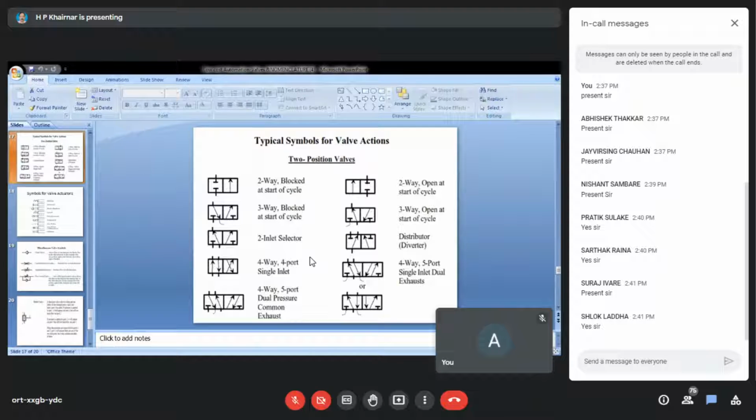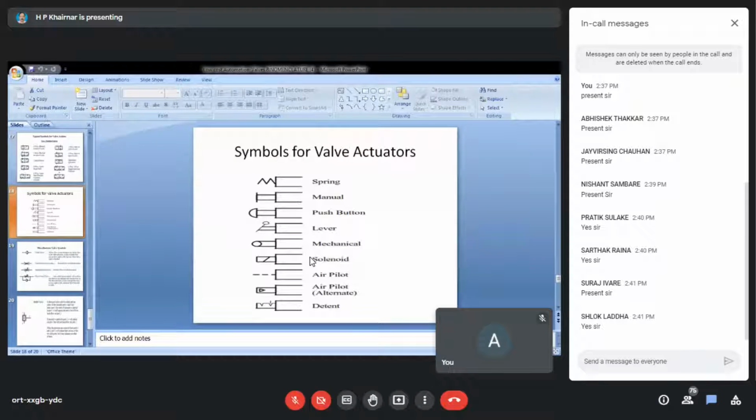It always has only one inlet connection. Then there is the 4-way, 5-port, single inlet, dual exhaust. This is another possible position over here. We can say that at the start of the cycle it is started, and then removal is also there. So these are all very important symbols. Once we finish with this, I will also forward this PPT to you immediately.